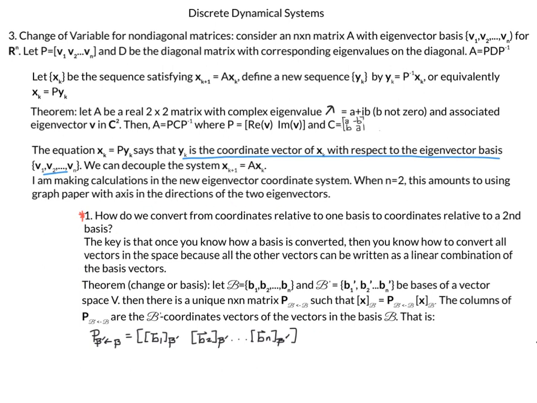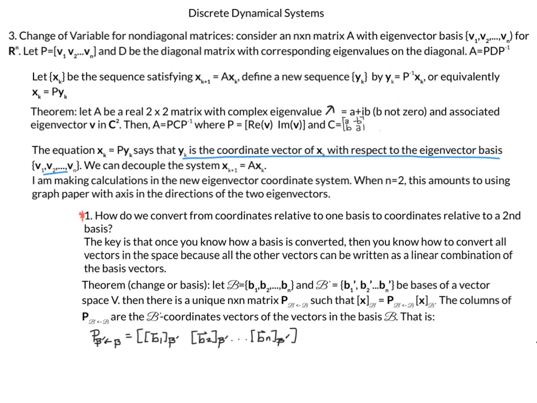So here's kind of a summary of what I got from that video, and it's a few videos back. It's about change of bases. But basically we were asking in that video, how do we convert from coordinates relative to one basis to coordinates relative to a second basis? And this is exactly what we're doing here. We have x of k in our regular basis, Rn, and we're then changing over to the eigenvector basis. And we do that by multiplying by P.